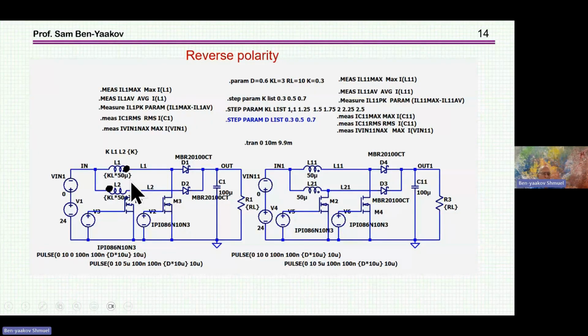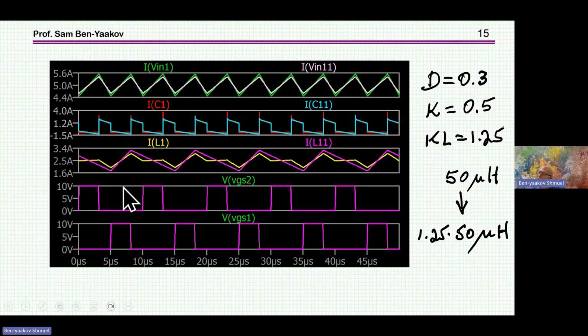So as I've said, there are two ways to do it. There is the direct connection, same polarity, or reverse polarity. And here now is the reverse polarity. Here are the dots. Everything is the same. This is again the reference, 50 microhenry, two separate inductors compared to this coupled inductor. And here it is. What I see here, again, for a duty cycle of 0.3, coupling coefficient of 0.5, is that I need only 1.25 times larger inductance, compared to the case of the same polarity of the dots.